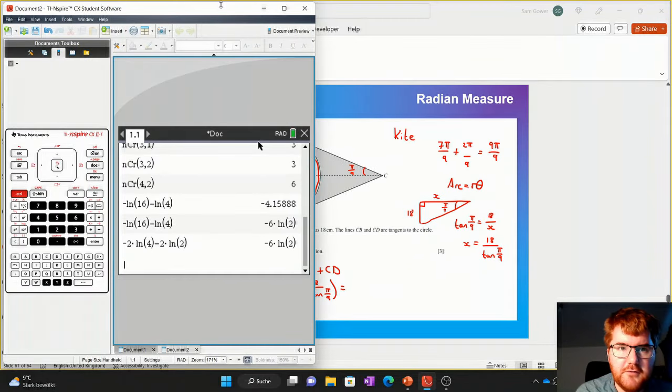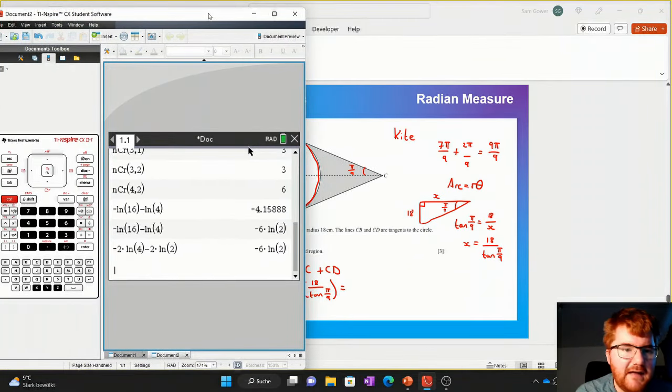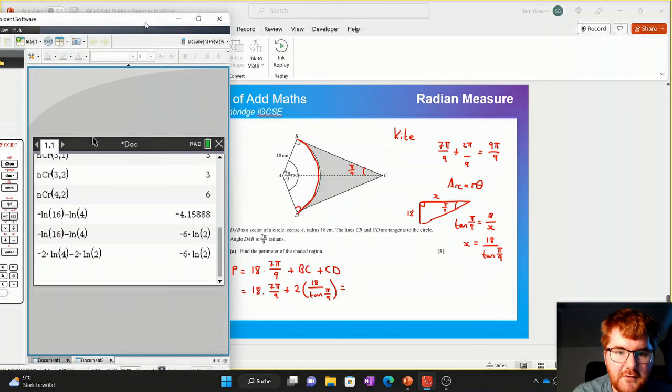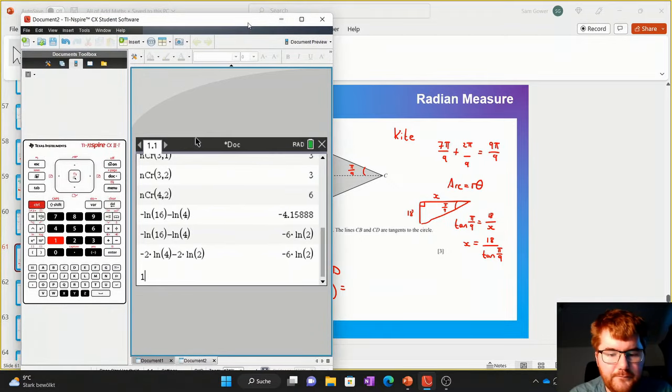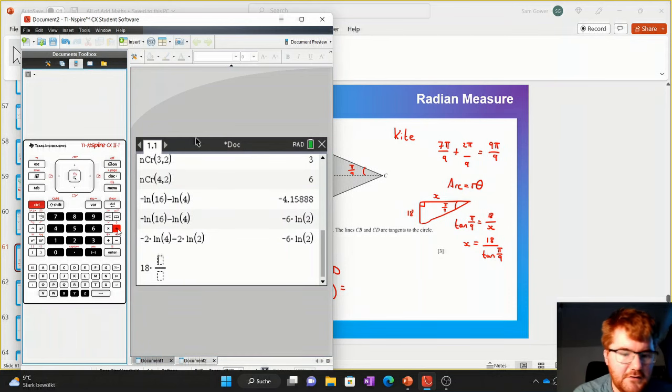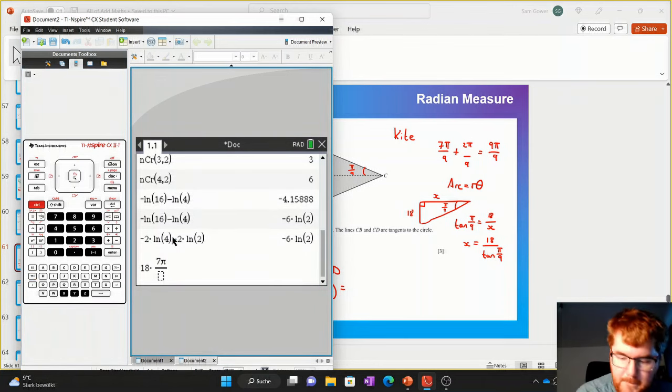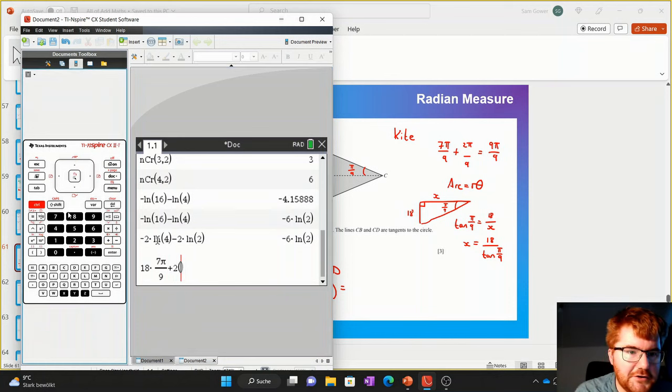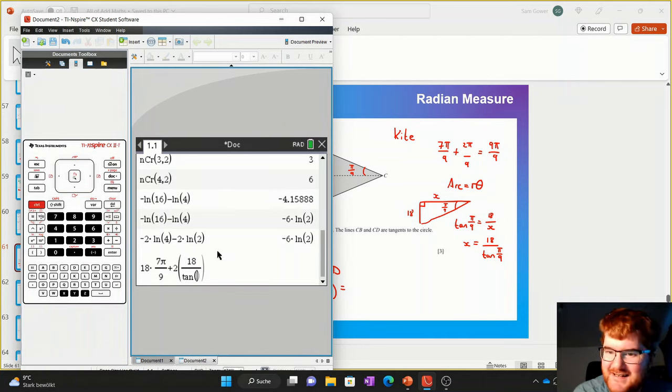Okay, so make sure your calculator is in radians, otherwise bad things are going to happen. So let's pop it all in. The first part of it was 18 times, open fraction, 7 pi over 9 plus 2 lots of, and we want a fraction here, 18 over. Just another reminder for you, put it in radians, it's important.